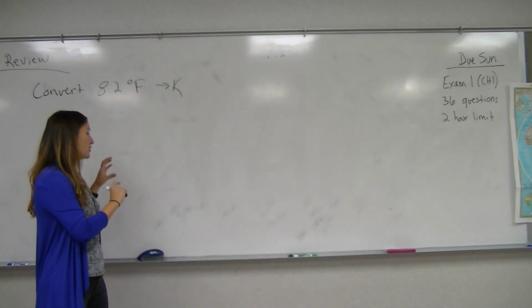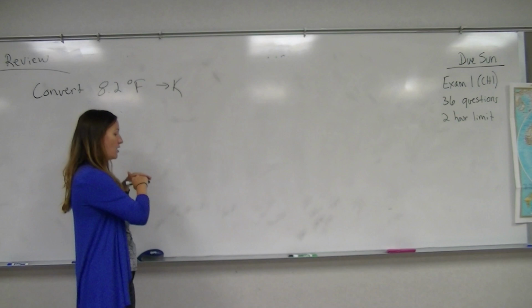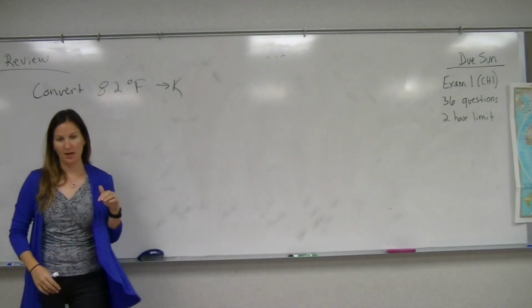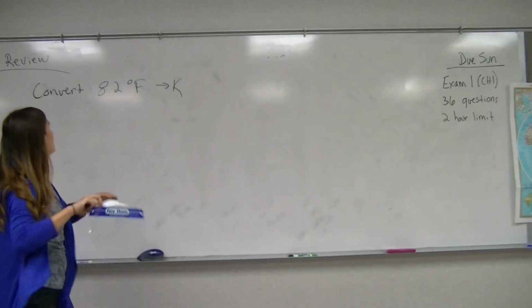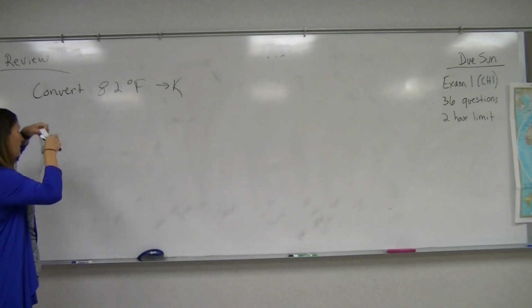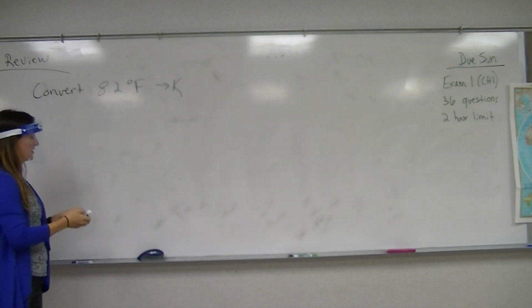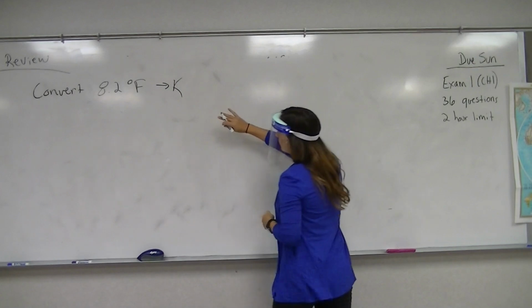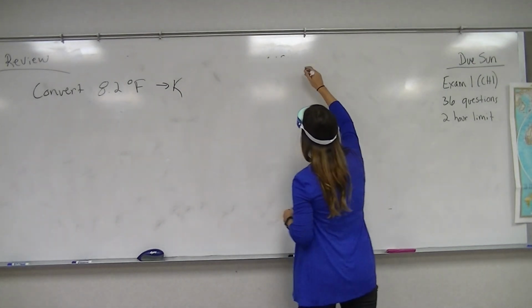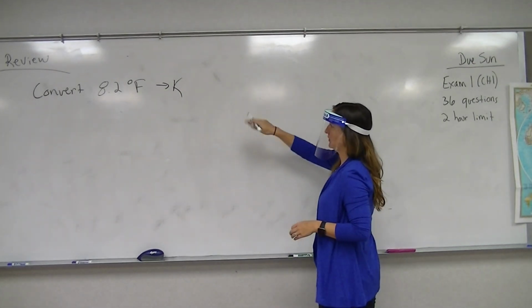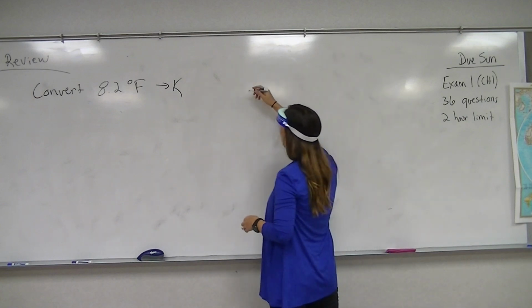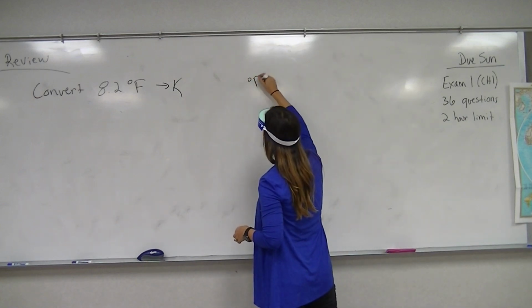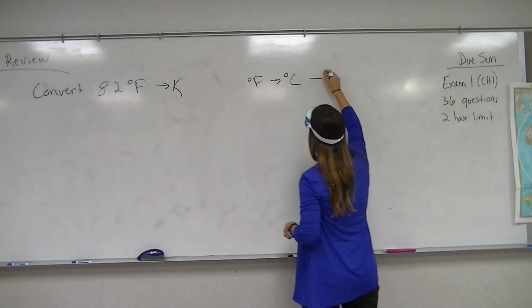So what you need to do is click on that, and it's got all of the equations you need for chapters 1 through 9. All right, so converting 8.2 degrees Fahrenheit to Kelvin. The equations that we have available to us, we can't get directly from Fahrenheit to Kelvin. So what we need to do is go to Celsius first and then get to Kelvin.